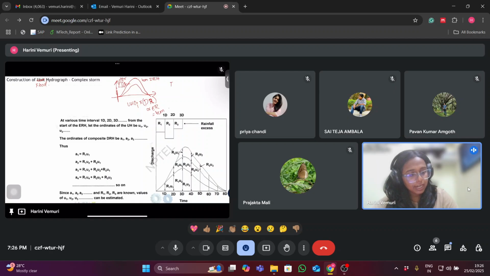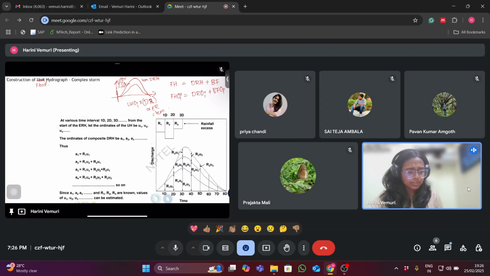Then to get the flood hydrograph, the direct runoff hydrograph plus base flow will give me the flood hydrograph ordinates. That means flood hydrograph ordinates is equal to direct runoff ordinates plus base flow ordinates. In most cases, for easier calculation, we will consider the base flow ordinates as constant. Then we will just add the constant value to each of the direct runoff ordinates to get the flood hydrograph ordinates.